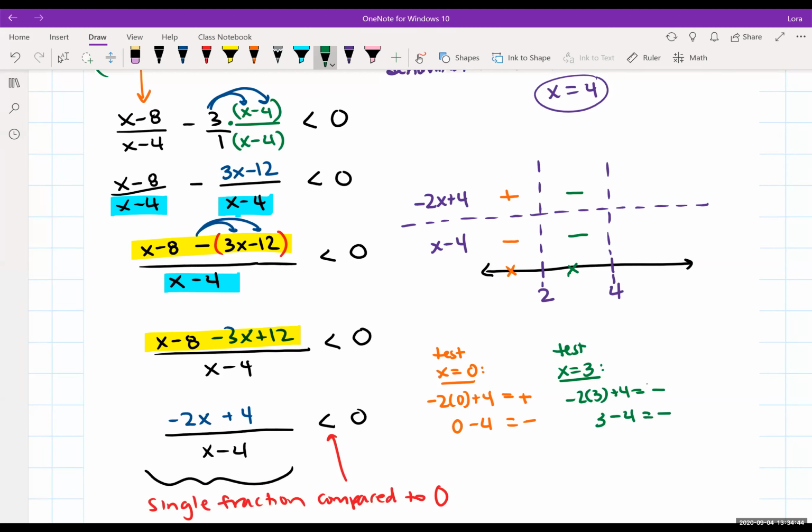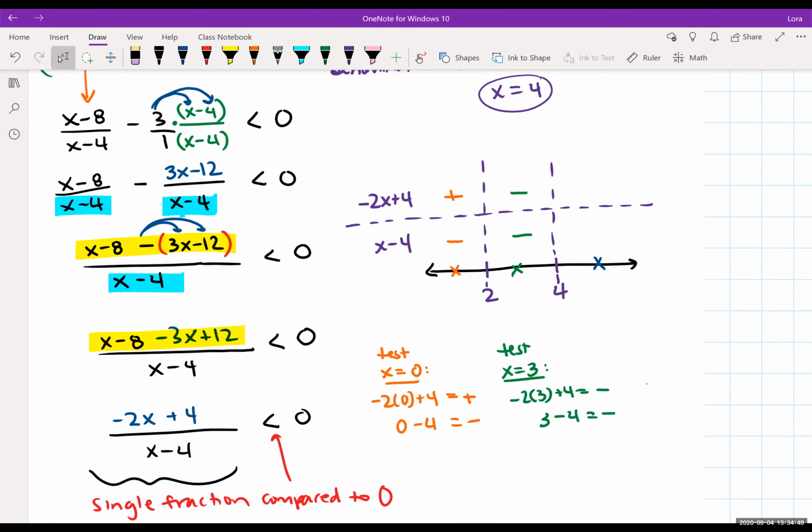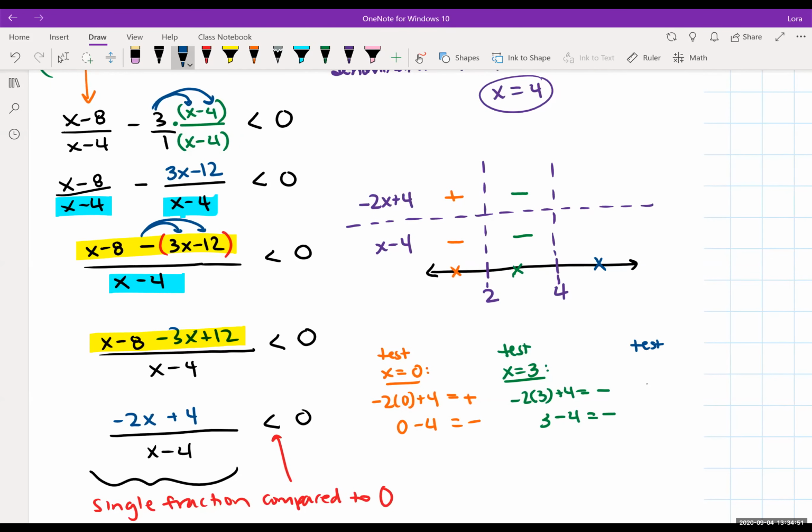Then one more region to test, in a sense. Something that comes after 4, 5 or 6, however you'd like. Even 10, something bigger if you'd like. So I'll go with x equals 6 or so.